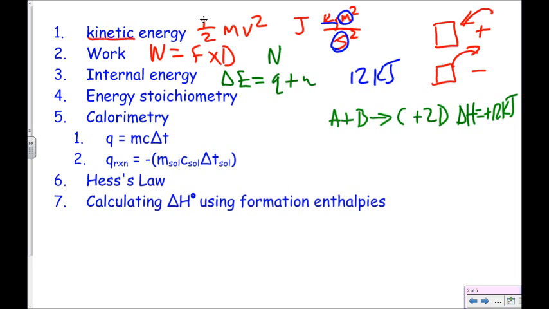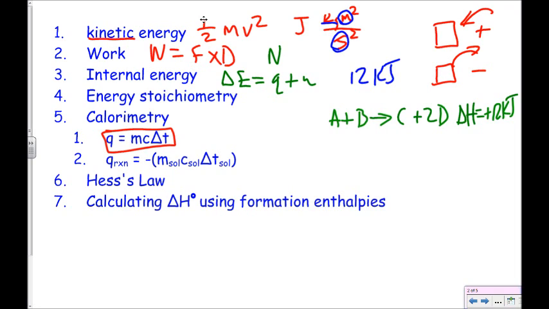Now, first off, if you are warming up or cooling off a substance, that's all you're doing, is warming up or cooling off an object. You've warmed up water from 25 to 50 degrees Celsius. You've cooled off a block of aluminum from 12.5 degrees Celsius to 4.2 degrees Celsius, whatever. When you are warming up or cooling off a substance, you are going to be using Q equals MC delta T. It's a straightforward calculation involving Q, MC, and delta T.